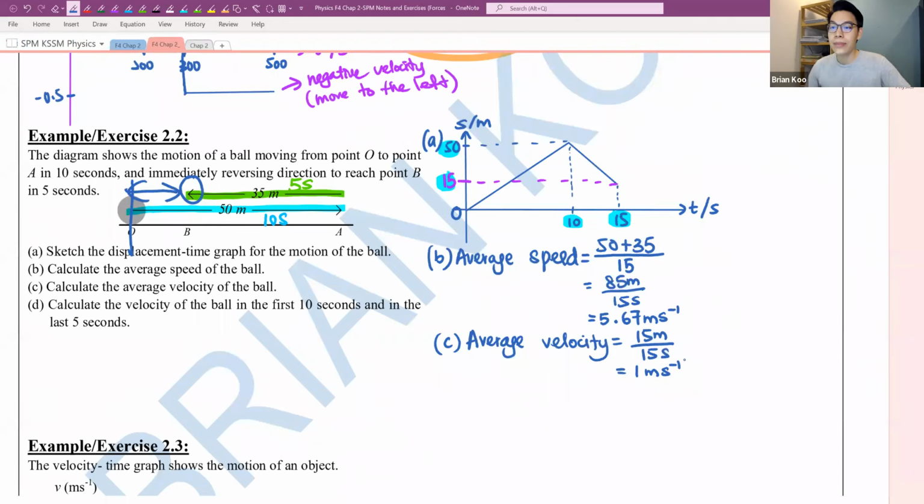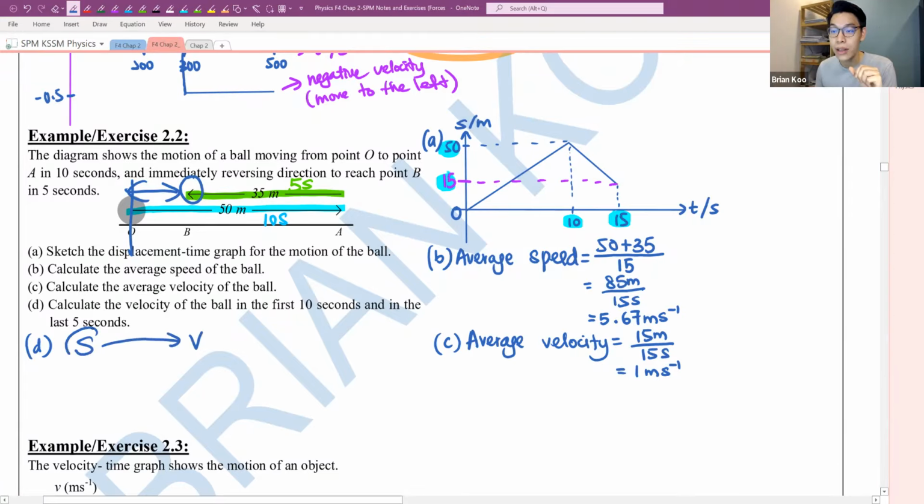Then last part, calculate the velocity of the ball in the first 10 seconds and in the last 5 seconds. Now it's not for the entire journey, but only for the first part and the last part. Maybe part D I put down here, not enough space. Velocity of the ball. I have the S graph. I want to go forward to find V, velocity. Well, if it's for average, then it's the whole journey, we just put down the total. But if you want to go forward, we are going to find out the gradient.